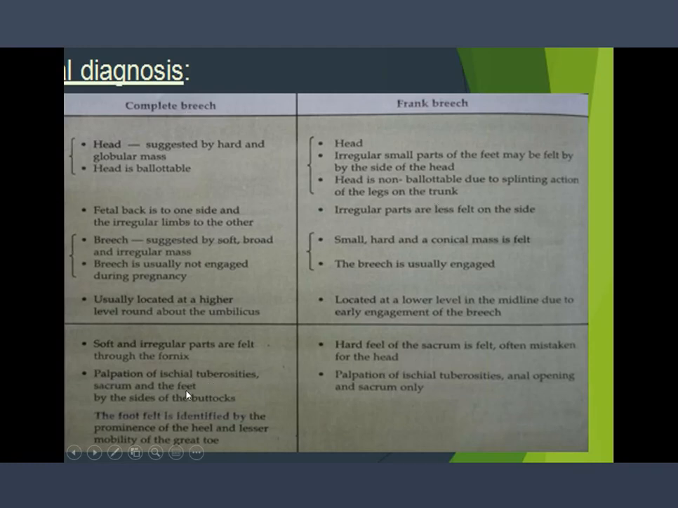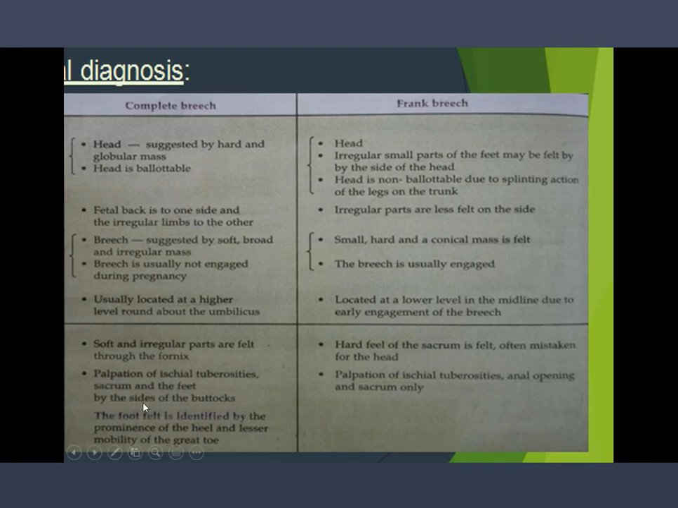And if the cervix is dilated, we can feel the fetal parts through the internal os. So we can palpate the ischial tuberosity, sacrum, and the feet by the side of the buttock in complete breech. Whereas in frank breech, you can palpate only the ischial tuberosities, anal opening, and sacrum. So there are no feet in frank breech, whereas in complete breech, we can feel feet on either side of the buttocks.